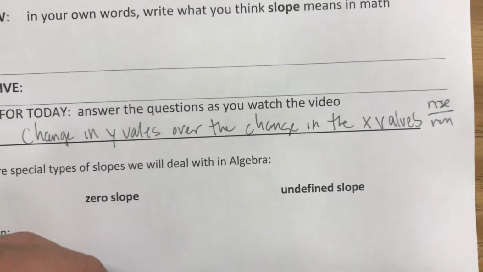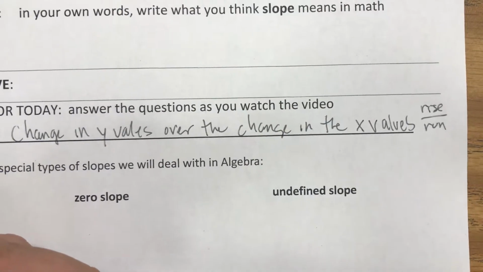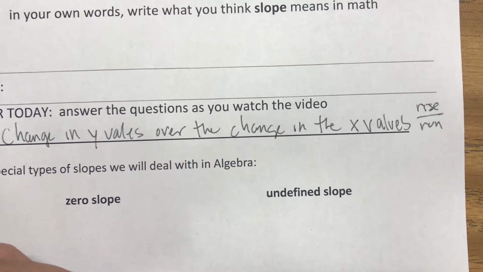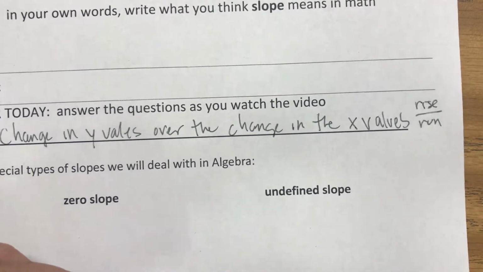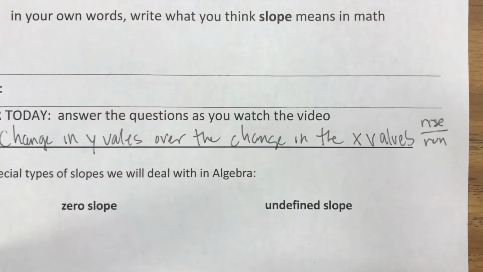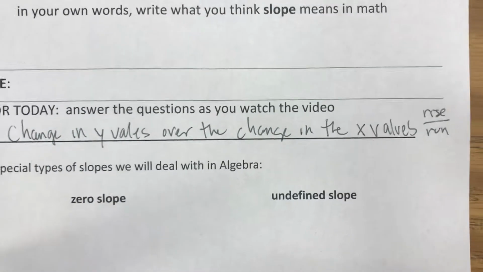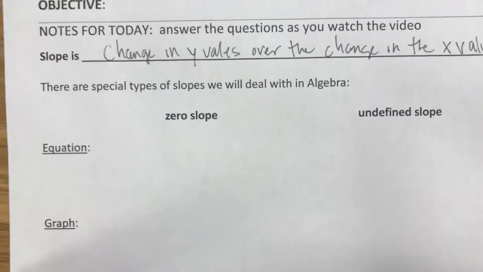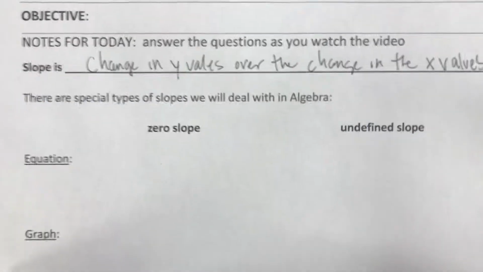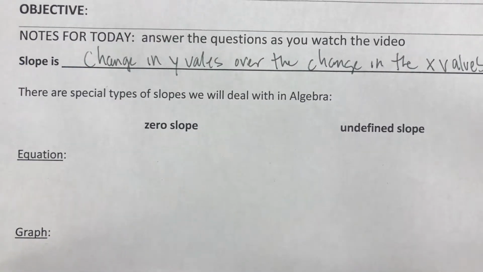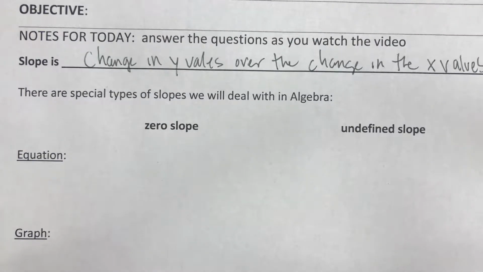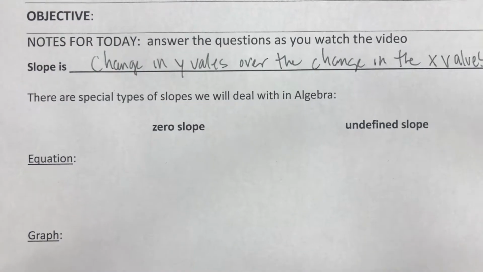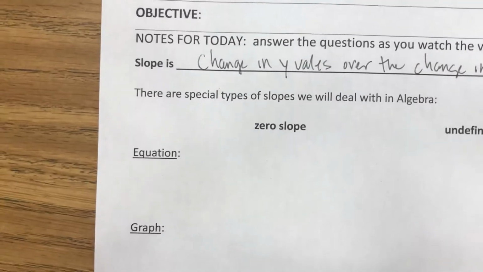The rise is your y, change in y values going up or down. Your run is going from left to right. That's your x. Now we've been talking about slopes, different types of slopes. The ones that we really haven't addressed yet are the special types of cases where you have a zero slope or an undefined slope. These are going to happen in two different situations. So we're going to start with a zero slope first.